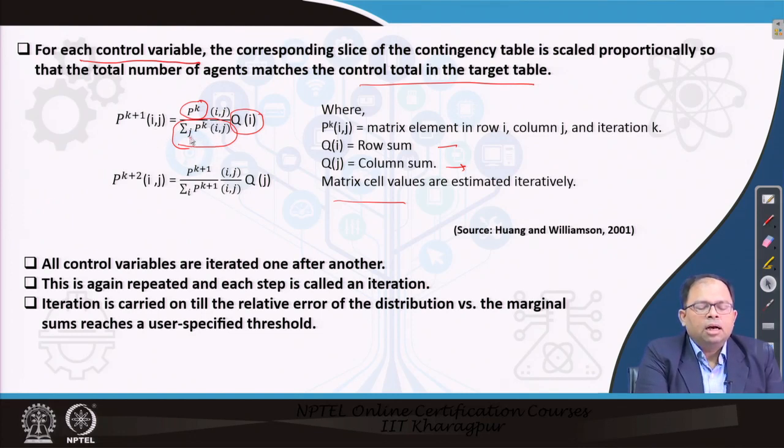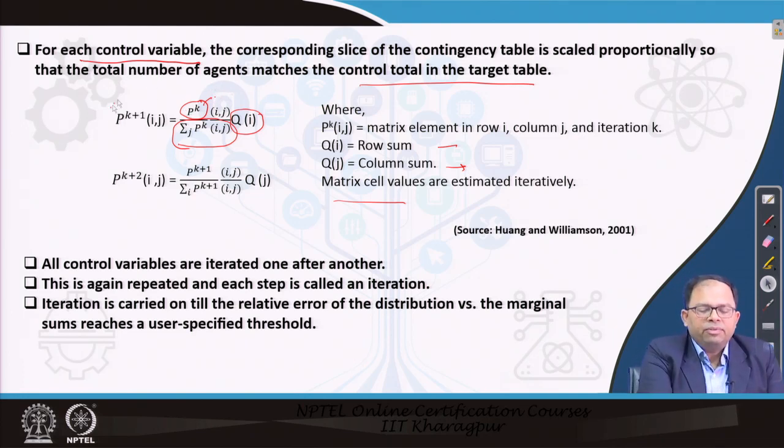jth columns in that particular row. Then we take the qi value, which is the target value, divide it by the summation of this, and then multiply with the actual value in the seed table to arrive at the target table.